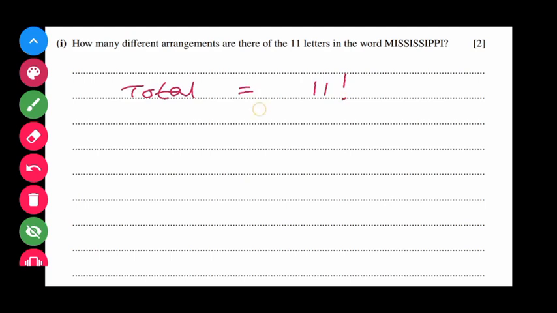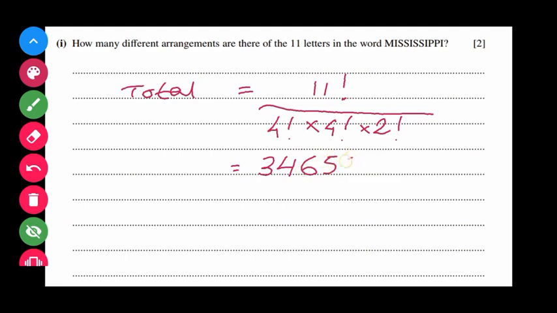Okay. Now you need to check whether any letter or alphabet is repeating. Do you find repeating alphabets? Yes. I repeats 4 times. So divided by 4 factorial, into S repeats 4 times, so 4 factorial, into then P repeats twice, so 2 factorial. We get 34,650 as answer. Okay.